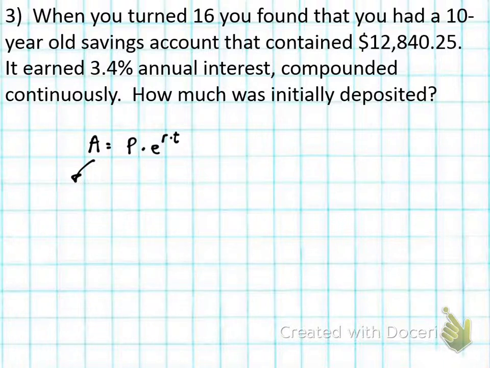The A, right? Did you all hear that? The amount in the account is the A or the P? A. Do you all understand that? It's how much you have at the end. So now we're thinking backwards. What was the original or principal amount?